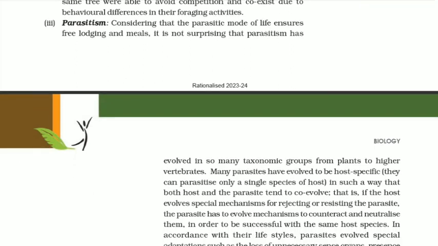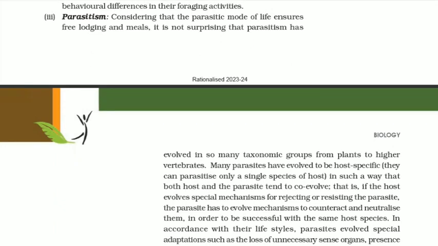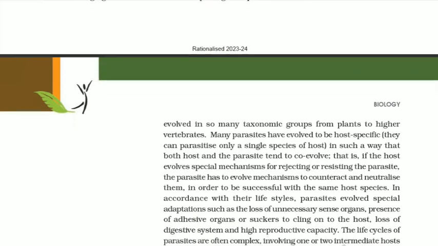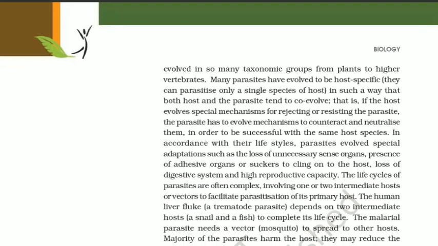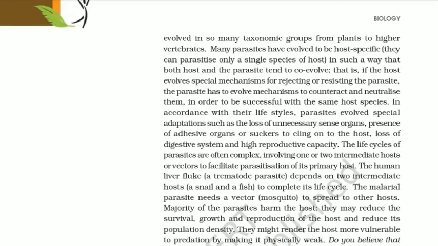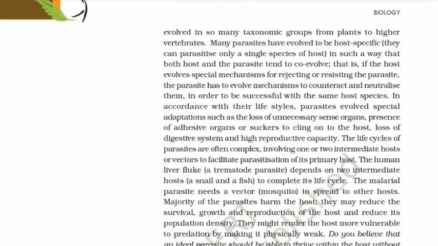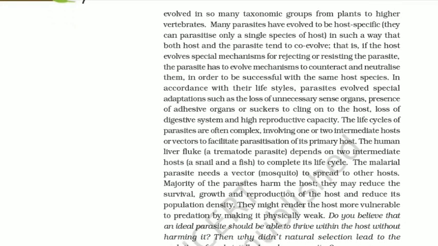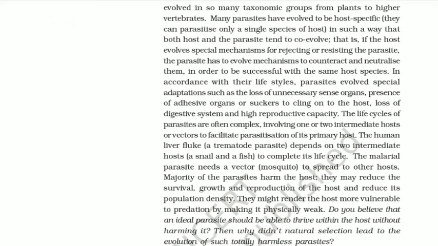Number three, parasitism. Considering that the parasitic mode of life ensures free lodging and meals, it is not surprising that parasitism has evolved in so many taxonomic groups from plants to higher vertebrates. Many parasites are evolved to be host specific, that is, they can parasitize only a single species of host, in such a way that both host and parasite tend to co-evolve.